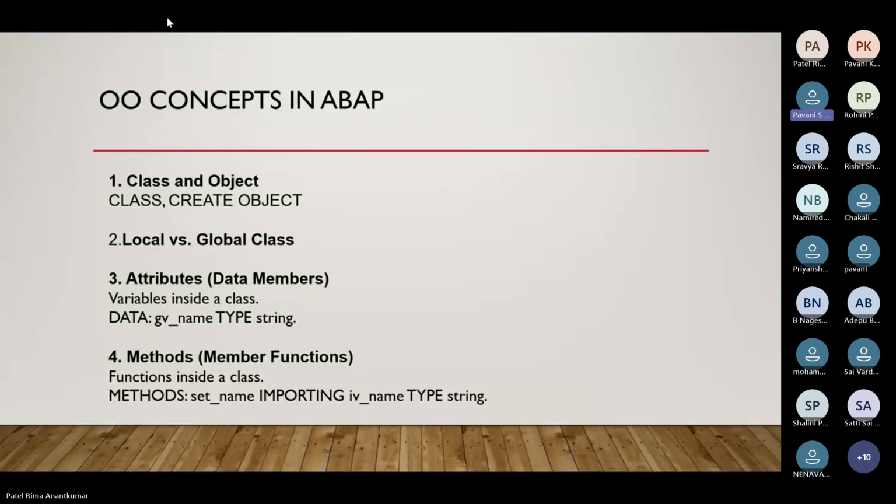Class is a collection of objects, ma'am. Objects. Okay. And what do you mean by object? We can say an instance of a class. Class is a blueprint, right? And object is an instance of a class, right?